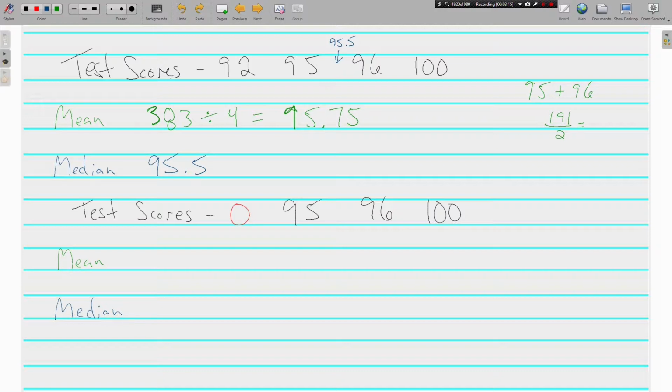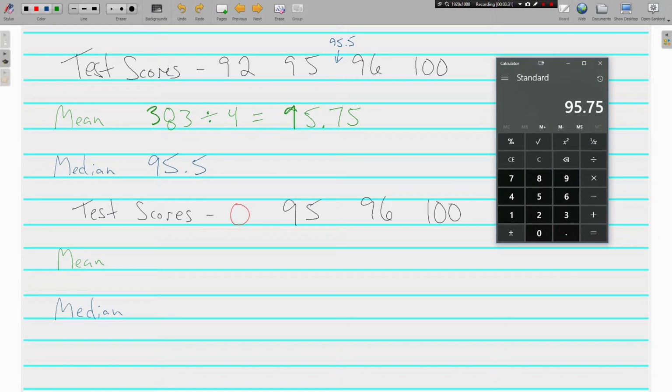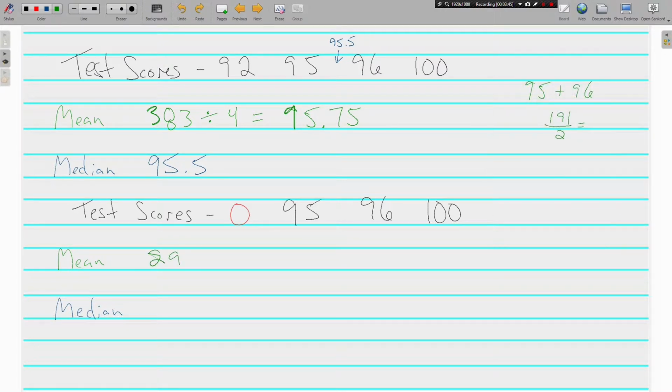Now let's see what happens. We have almost the same numbers here, but if you notice, I have replaced the 92 with a 0. Let's look at what the 0 does to the mean and the median. We've got 0 plus 95 plus 96 plus 100. We only have 291 this time. And we're still dividing by 4.